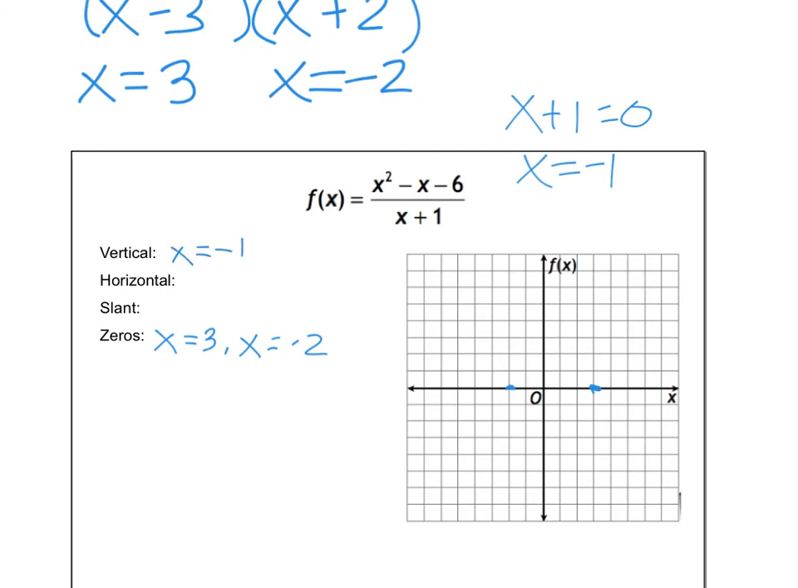All right, so I'm going to just sketch that in here. For my horizontal asymptote, I do see that the degree is greater in the numerator, so that means that I will not have one.